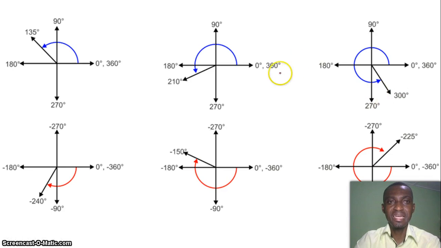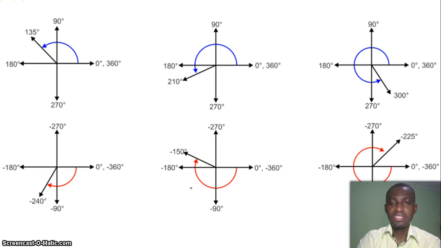So we can see here angles measured in the positive direction. So we have 135, and here we can see positive, here we can see positive. Then let's look at the negative. From 0 here up to that, we can see negative 150. All right, and we can also see a negative angle, negative 240 degrees, and so on and so forth.